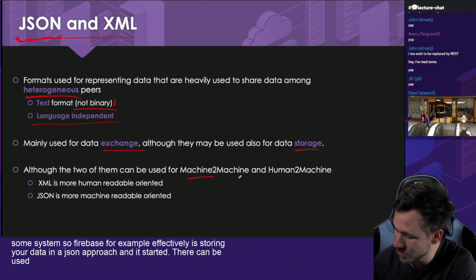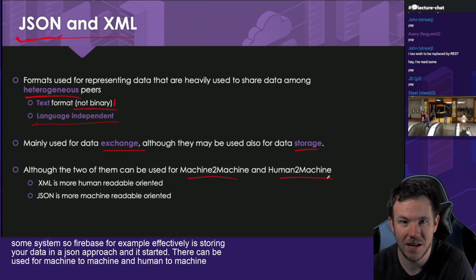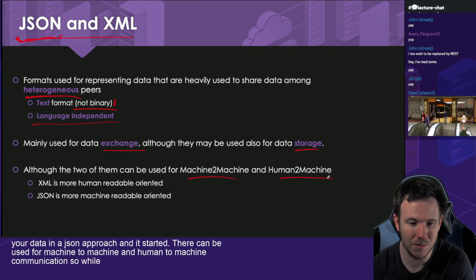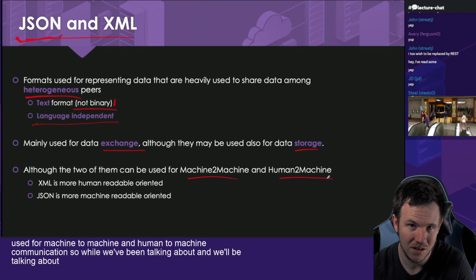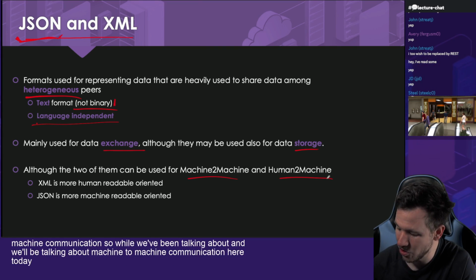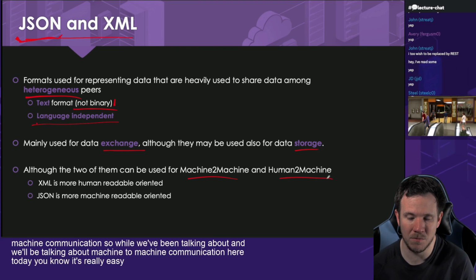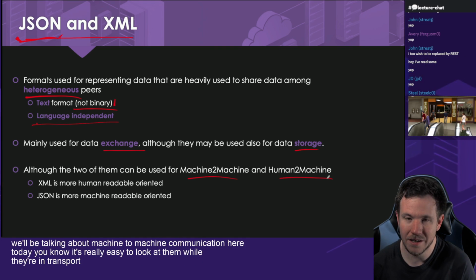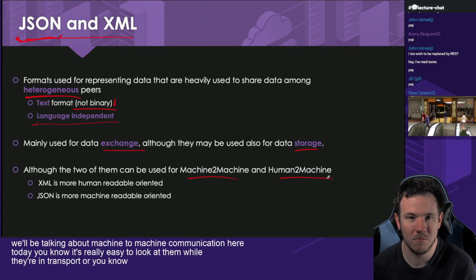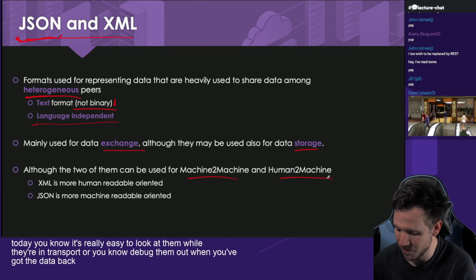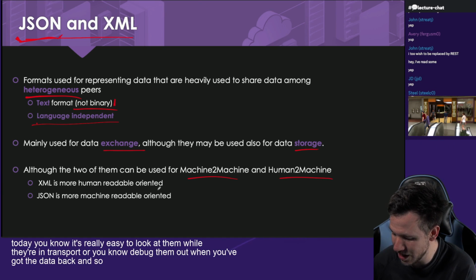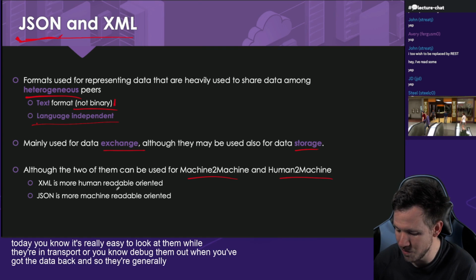They can be used for machine-to-machine and human-to-machine communication. So while we've been talking about, and we'll be talking about machine-to-machine communication here today, it's really easy to look at them while they're in transport, or debug them out when you've got the data back. And so they're generally human readable.